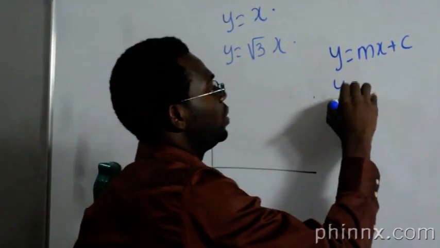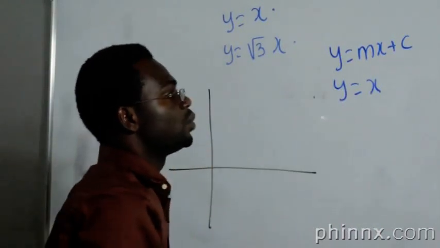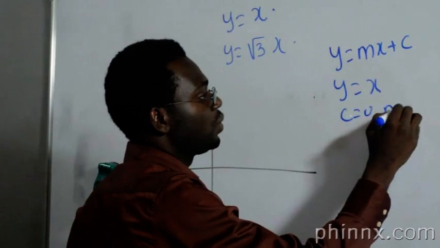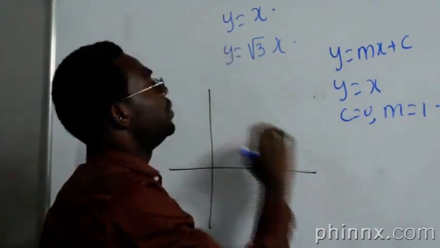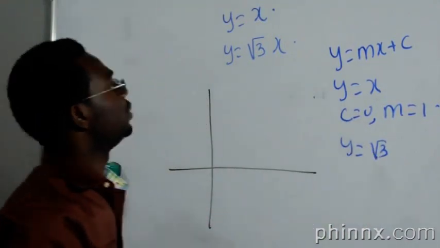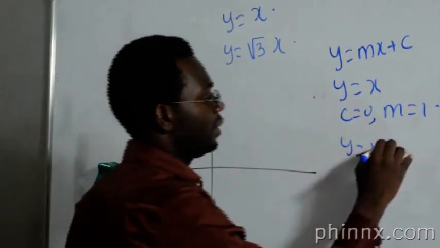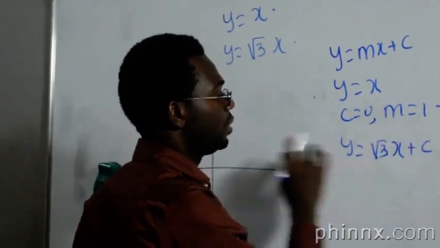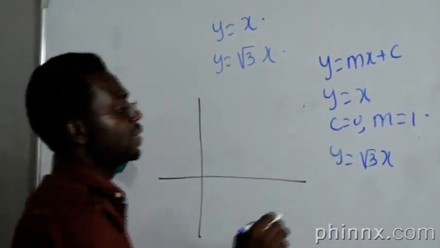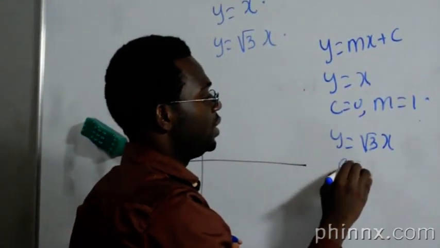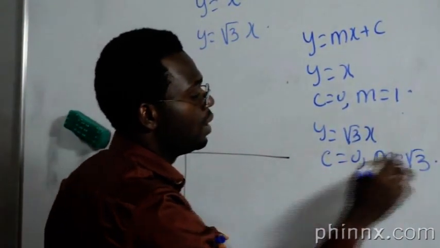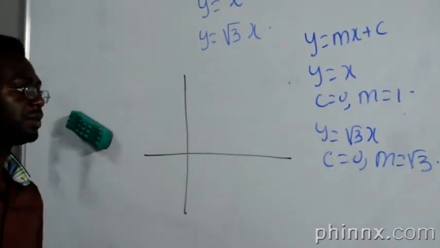So what do we have here? We have y equals x. In this case, c is equal to 0 and m is equal to 1. Second one, we say y equals square root of 3x, plus c, but just square root of 3x. If we compare, c is also equal to 0, but m is equal to the square root of 3.